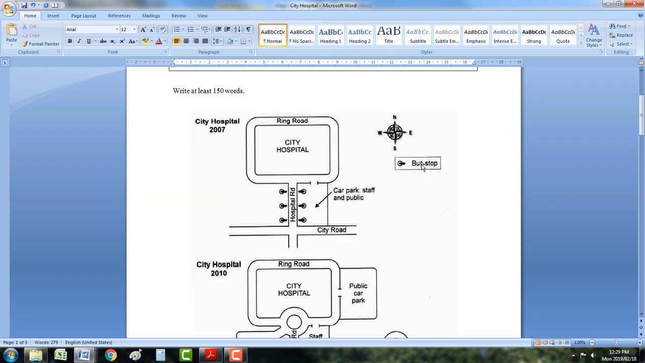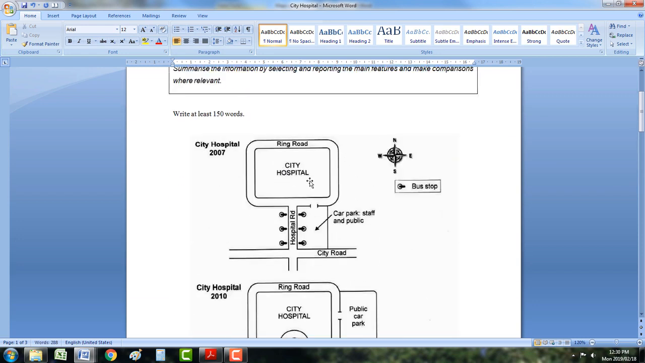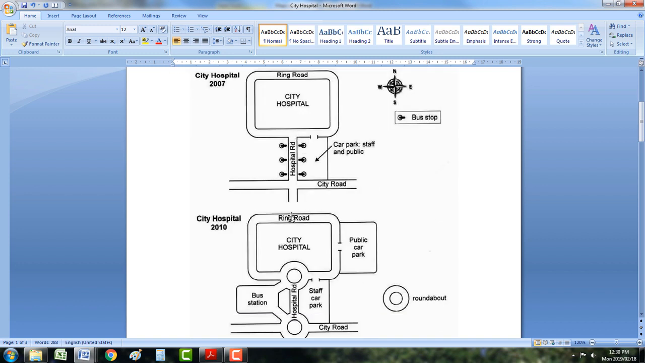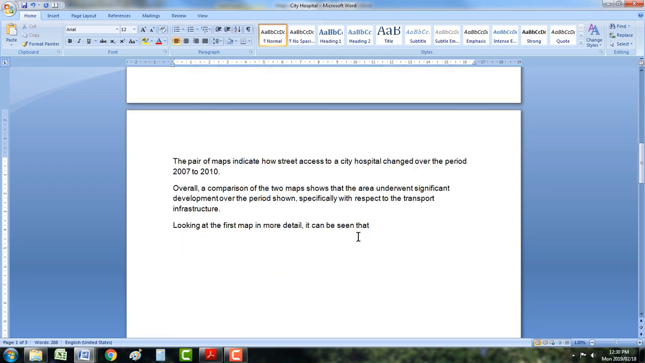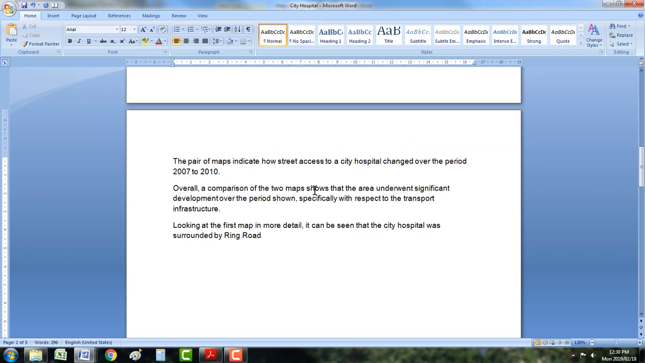Alright, so start with the main thing, the city hospital. Now unfortunately I have to use passive. I can try and not use passive, but I want to say the city hospital was surrounded by the ring road. But let's start with our linking language. Nice linking language. Looking at the first map in more detail, it can be seen that. Now we can start. So then I'll say something like, the city hospital was surrounded by ring road. See, I'm focusing on the roads here. That's what this map is all about.